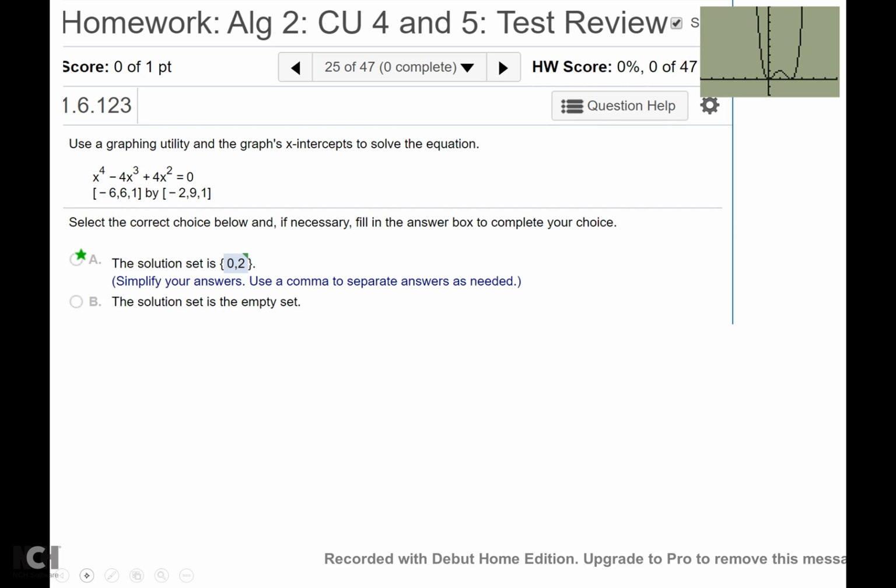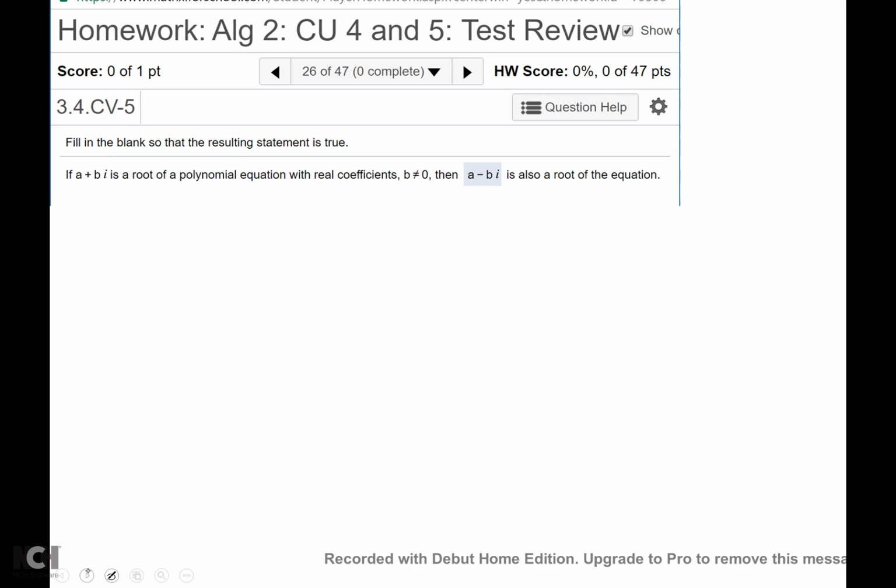Alright, using a graphing utility and the graph's x-intercepts to solve the equation. Okay, I could try and factor, but they're actually asking me to use a graphing utility. So I type it in my graphing calculator, and it's crossing at 0 and at 2. Or not crossing, but it's touching and turning. Okay. I wonder if I could factor that. Probably.